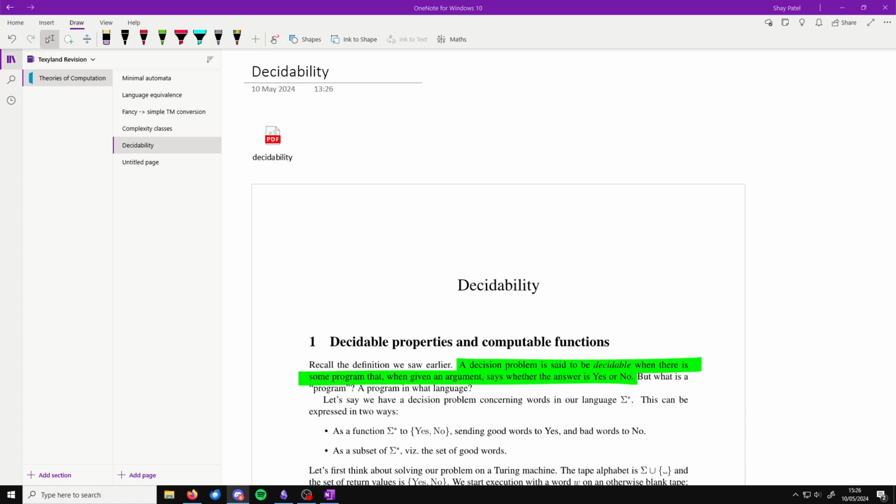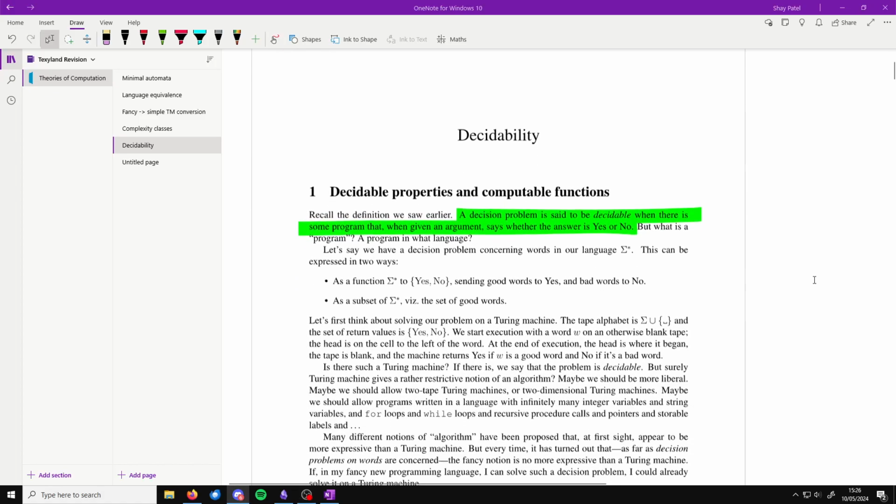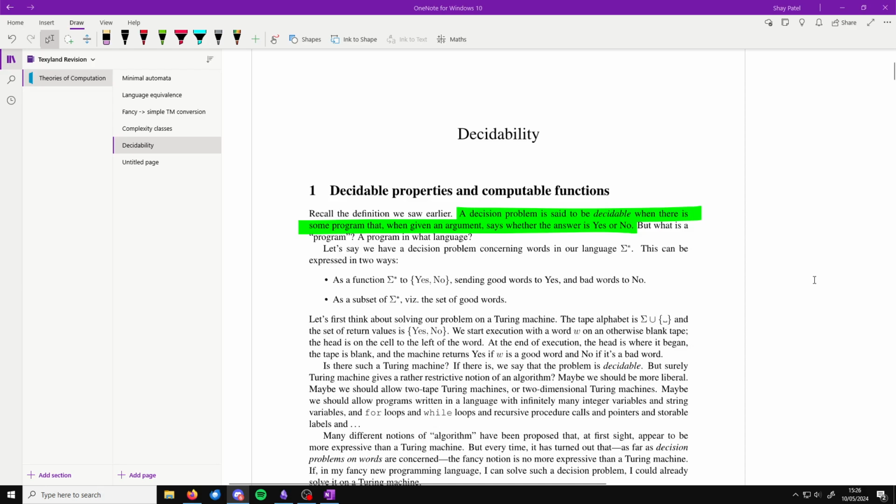Okay, let's get started. Decidability. So, decidable properties and computable functions. Definition of a decision problem. A decision problem is said to be decidable when there's some program where, when it's given an argument, it says whether the answer is yes or no.